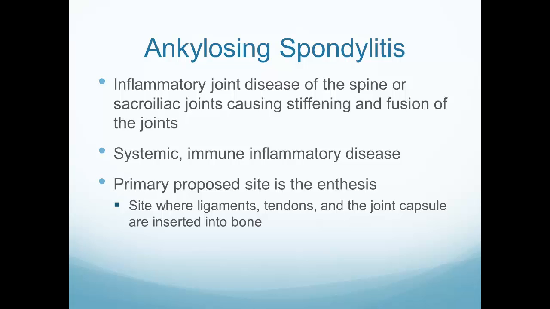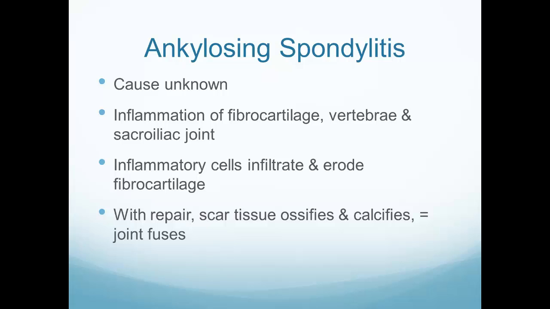Ankylosing spondylitis is an inflammatory joint disease. This is a systemic disease. It's immune. And the primary site that it's going to attack is the site where the ligaments and the tendons and all the joint capsule are attached to the bone. So this is the end part of the bone where it's attaching into the joint. So obviously, that's going to be a really severe joint disorder.